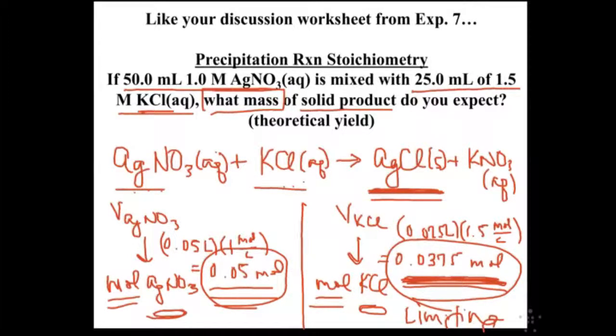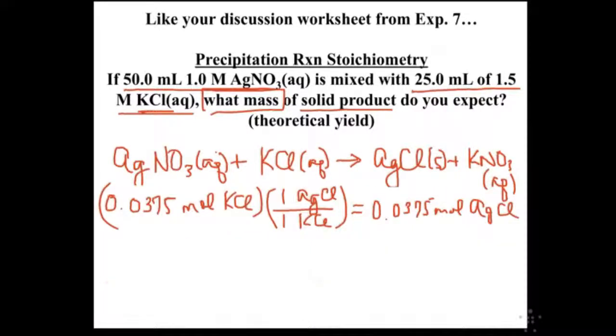Oh, and sorry, we already figured that out as well, right? Because we said it's a 1-to-1. So we're actually going to get exactly 0.0375 moles of silver chloride, and then we want to figure out its mass. Okay, so just setting up what we said verbally there, that if we have 0.0375 moles KCl, we get 0.0375 moles AgCl, silver chloride, and we want to convert this to mass of silver chloride.